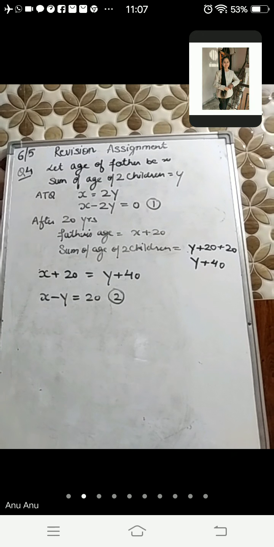Now, according to the question, let's find the other condition: after 20 years the age of the father will be the same as the sum of the ages of the two children. So this will give you x minus y is equal to 20. This is your equation number 2. Any doubt, beta? Anything you want to ask till this step?